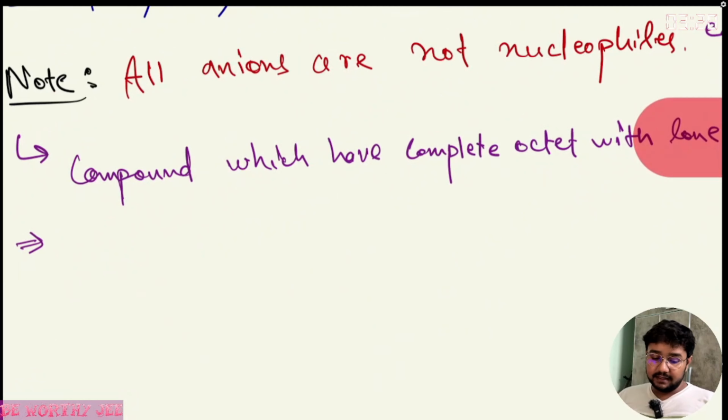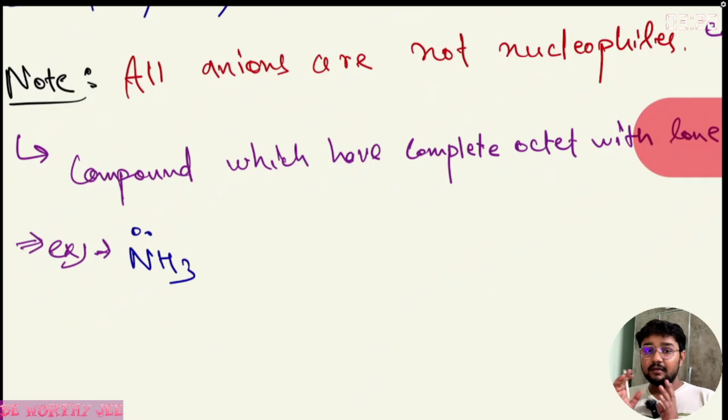With the example, and neutral with lone pair. So write the example for that, such as NH3. In this, nitrogen has a complete octet because in the outermost orbit the nitrogen has 8 electrons and the full octet, and the lone pair is extra. So this can act as a nucleophile.